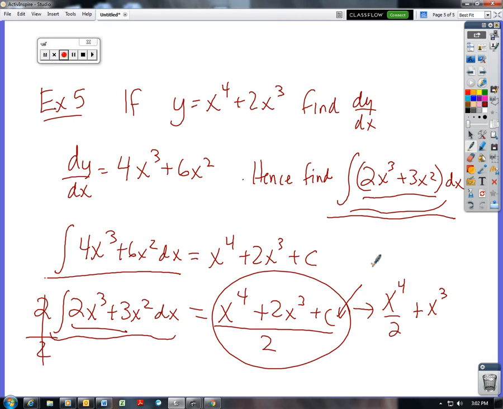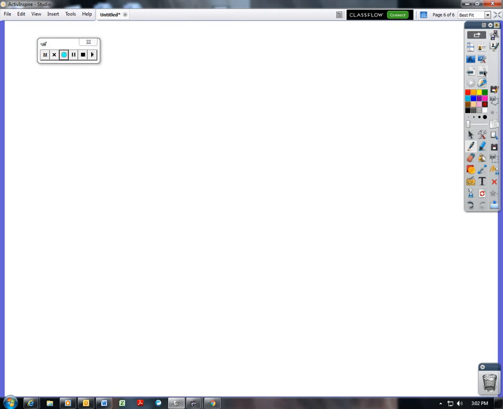Well, c is an arbitrary constant, so it could be any number. So if I have c over 2, that's going to be another number, but it's still just any number c. So you could just write it as plus c. You don't need to write it as c over 2. And voila, that one's done.